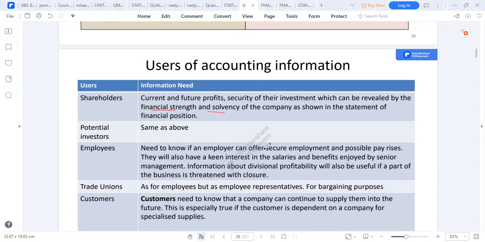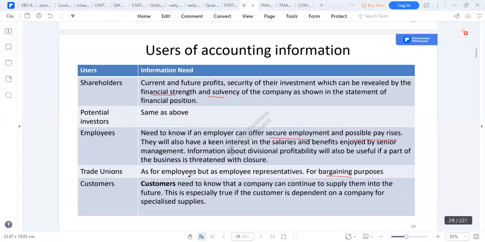For the employees, they want to secure their employment and also solicit for pay raises. They can only do that if they understand some basic accounting. Trade unions are the ones who bargain on behalf of the employees. So they will need that information so they could either allow a strike to go on or not.